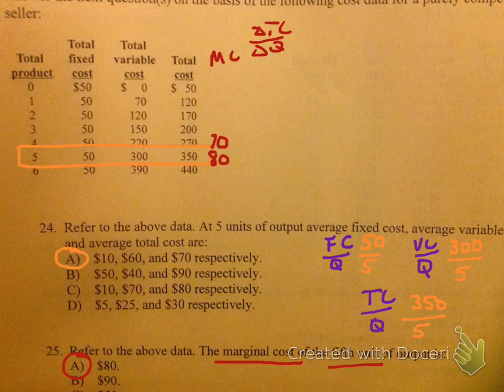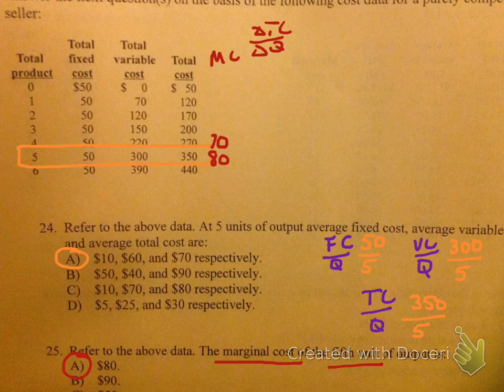For number 25, it wants to know the marginal cost of the 5th unit. Marginal cost is your change in total cost divided by your change in quantity. So I could figure out my marginal cost for all of them, but since it's only asking me about the 5th unit, I can just figure it out for the 5th unit.